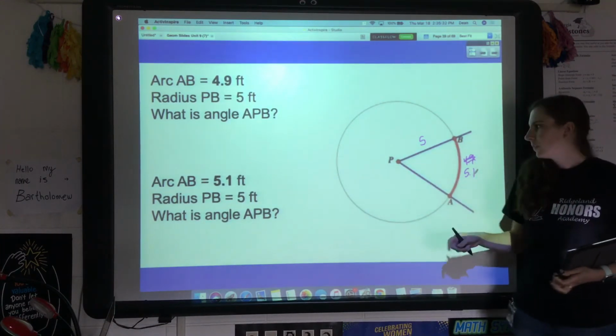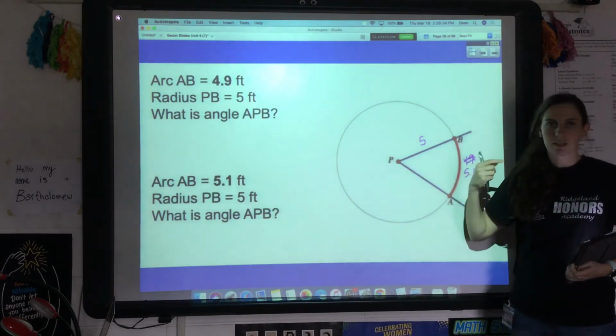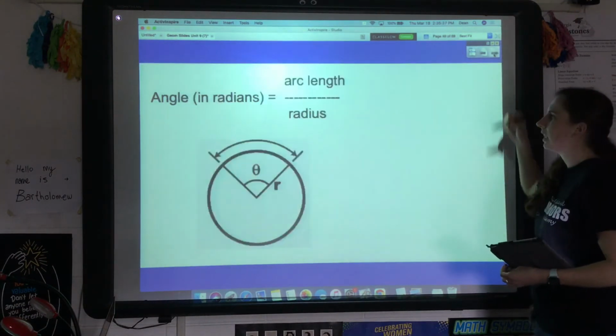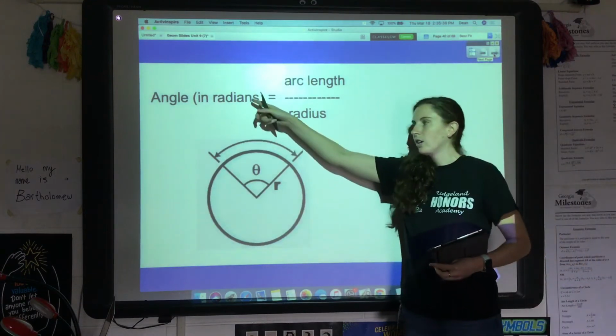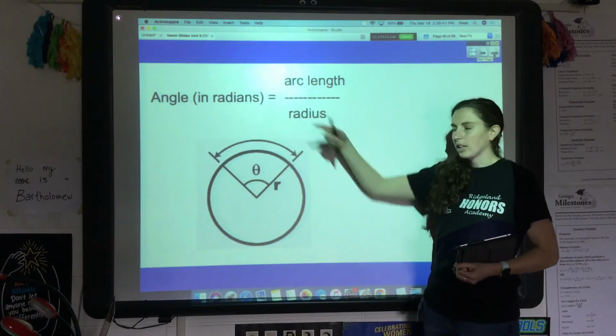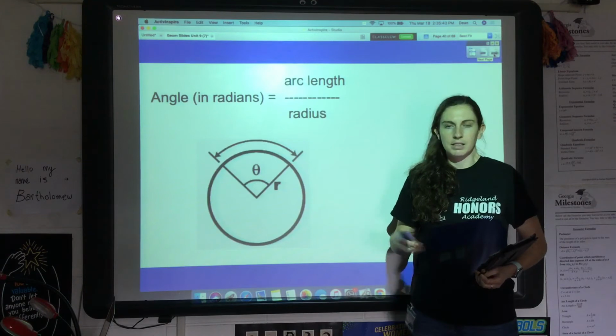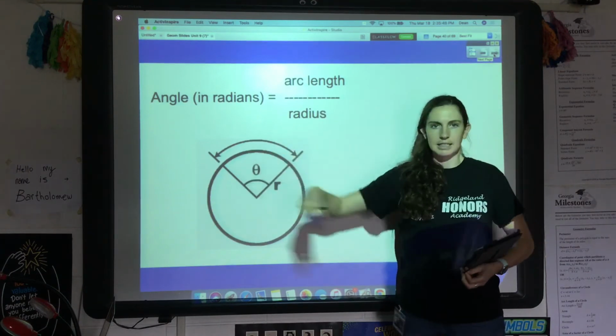Basically, what you do is you just take the arc and divide it by the radius. So if you want that as a formula, here it is. To find an angle in radians, just take the arc length and divide it by the radius, because that will tell you how many radiuses it can go.